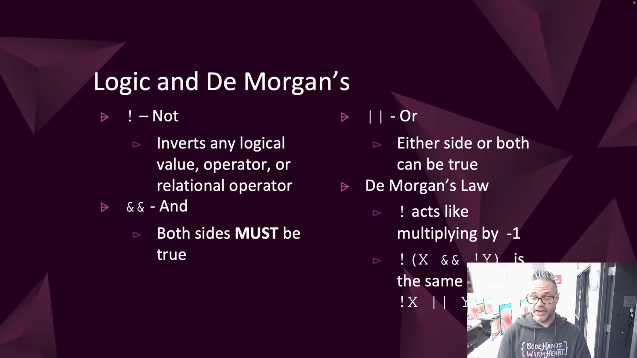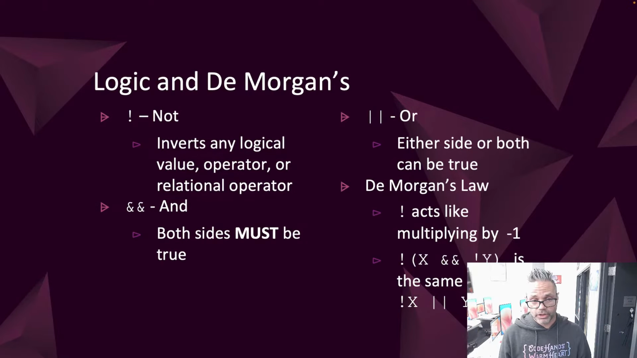If it's or, it becomes and. If it's greater than, it becomes less than or equal to. The and operator is the ampersand, ampersand. Both sides of the equation must be true. So with and, all must be true. The pipe key, aka that vertical line right there, is the or operator. Either side or both of that equation can be true.